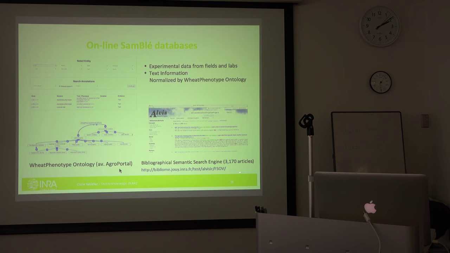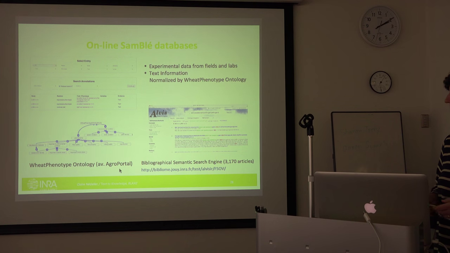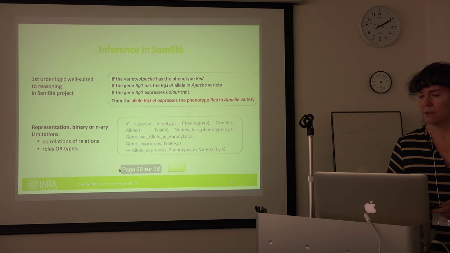There are more than 3,000 full papers annotated there. And we had to develop a new ontology called Wheat Phenotype Ontology. This is dedicated to wheat, especially wheat disease. There is a lot of different diseases for all cereals, and there were no ontologies at this time for plant diseases. It is available on Agroportal. Agroportal is a new kind of bioportal maintained in Montpellier in France, dedicated to agronomic and agriculture information.